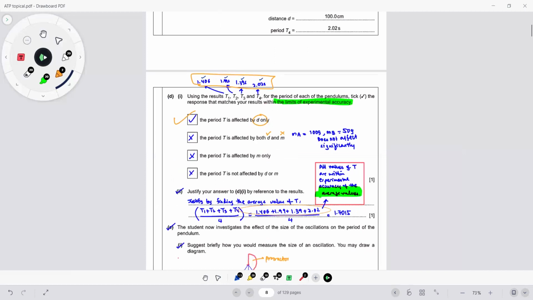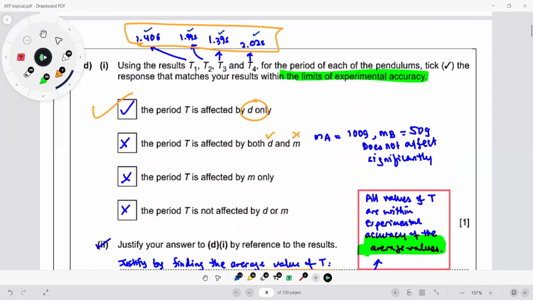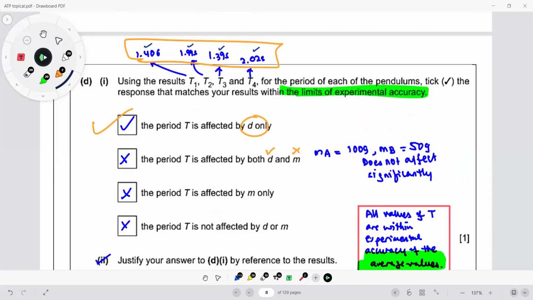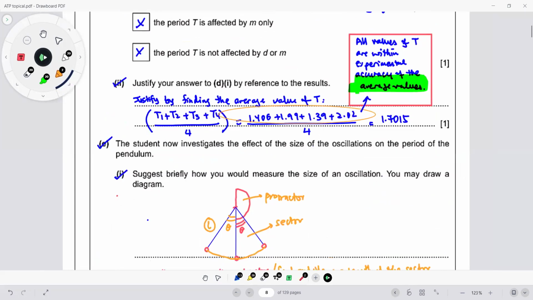Okay. Now it says justify your answer. Now you can justify your answer by, if you have more than one value, then you can justify your answer by finding out the average value. So T1 plus T2 plus T3 plus T4 divided by number of observations that are 4, 1.7015 तुम्हारा average value है. अब 1.7015 is the base. ये सारी values 1.7015 के round about करीब होनी चाहिए. I think सारी बहुत करीब है. That is why we say yes, they are within and the mass does not affect.